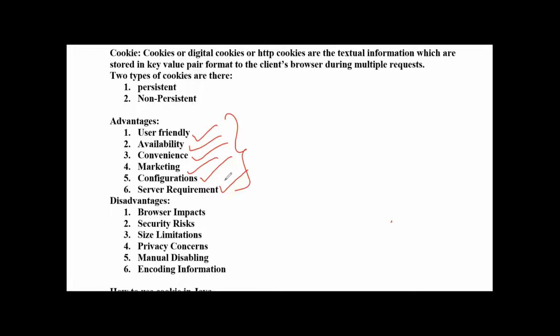Now coming to the disadvantages. The first one is the browser impact. Cookies are not restricted based on internet usage. Whenever the user surfs the web, more cookies will be accumulated. Unless the user deletes them, these cookies will be a part of the hard drive space. This eventually slows down or lags the browser. So that is the first disadvantage.